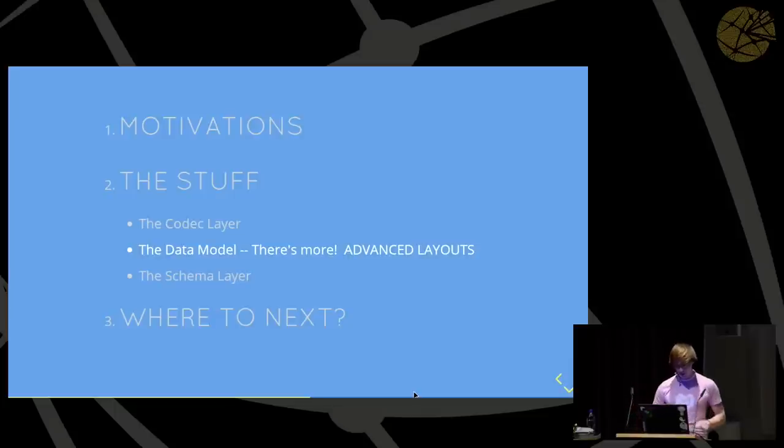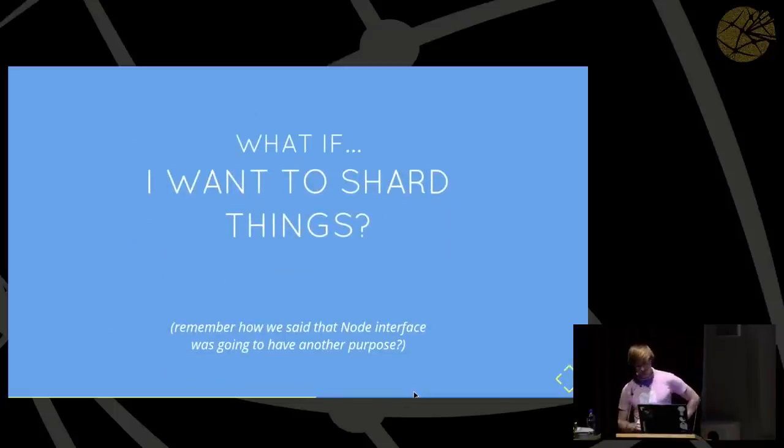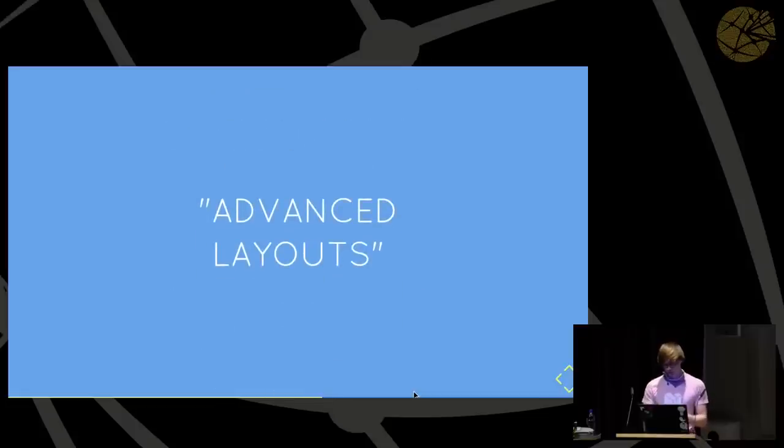But wait, there's more. The last thing at the data model layer. Remember I shouted out to advanced layouts a little bit ago in saying there's another reason for this node interface? Another thing that's going to come up if you try to do really large distributed systems design, or just large system design in general, is if I'm going to address terabytes of data, maybe I'm going to have some maps that are just really big. If this map has millions or billions of entries, I'm going to need some different kinds of algorithms for this. Maybe I want to shard things.